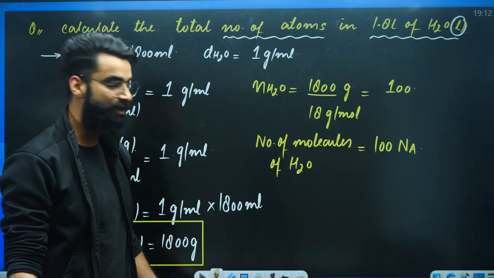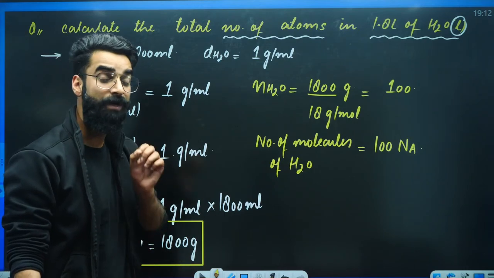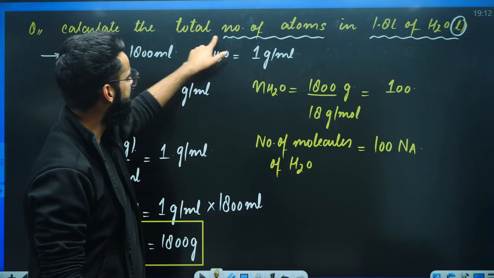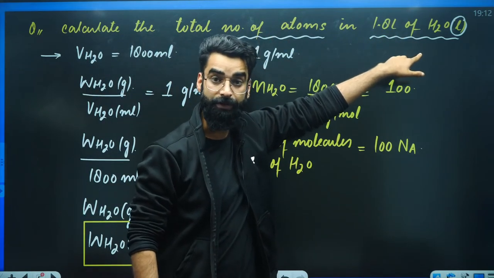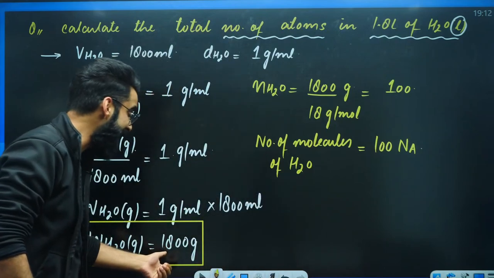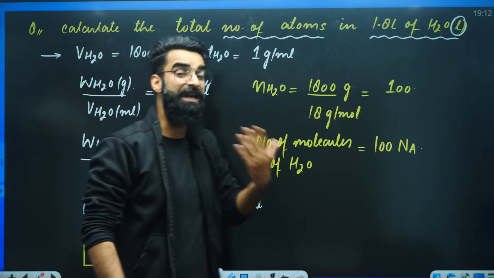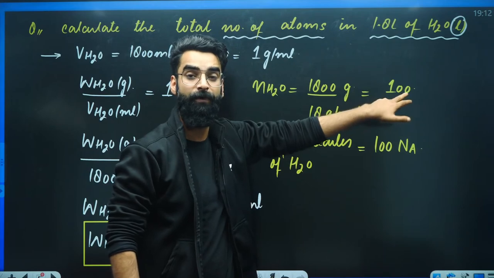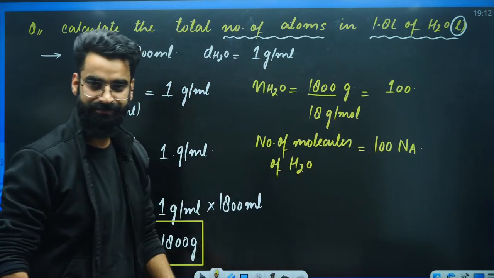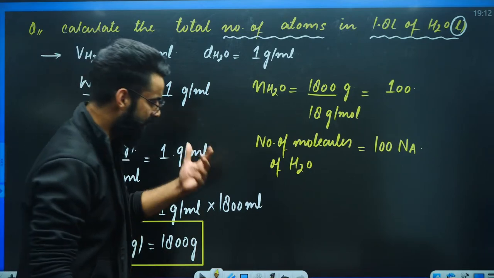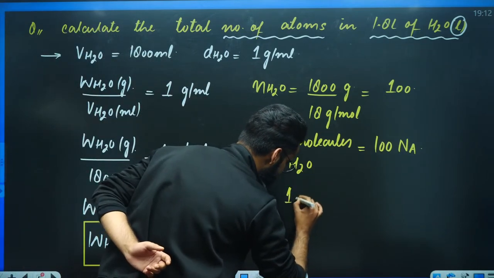Now, people, the question is almost done and dusted. What are we supposed to calculate? We are supposed to calculate the total number of atoms present in 1.8 liters of water, the total number of atoms present in 1800 grams of water, in 100 moles of water, in 100 Na molecules of water, right? So can I write one simple statement like this?